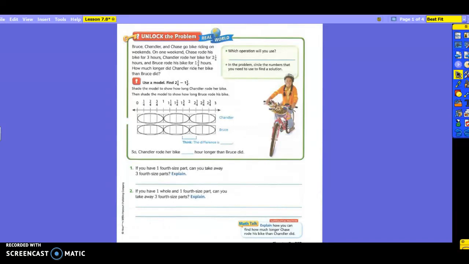Today we're going to be using subtraction with our mixed numbers, and we're going to have to rename some things before we can do that. So hopefully you are ready to pay attention.